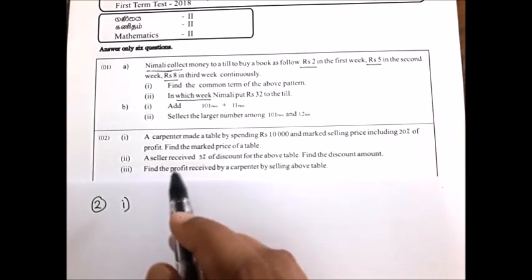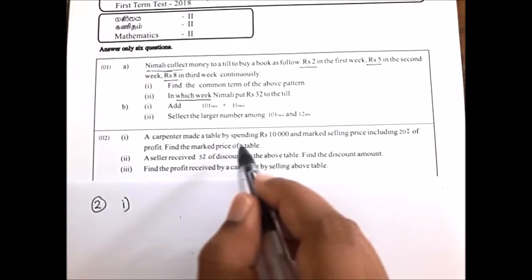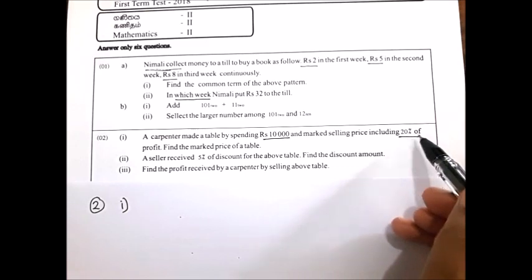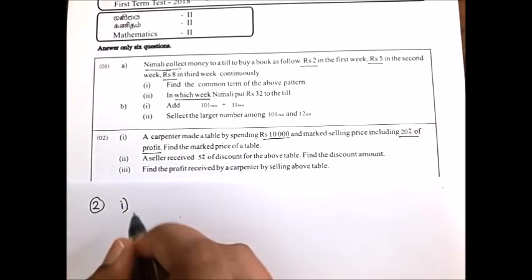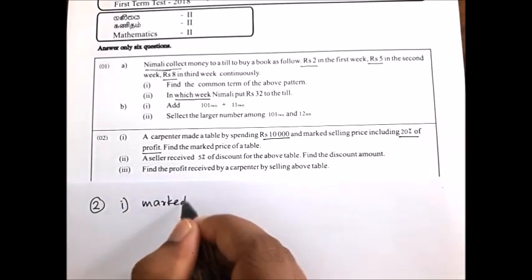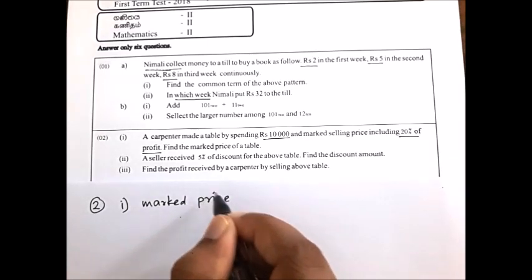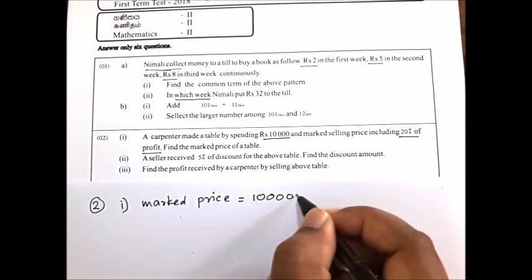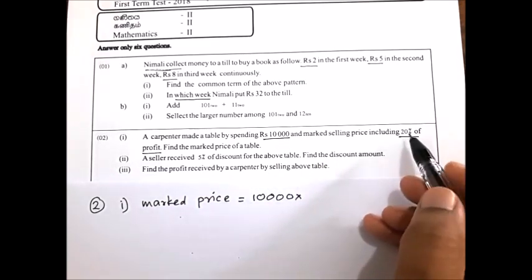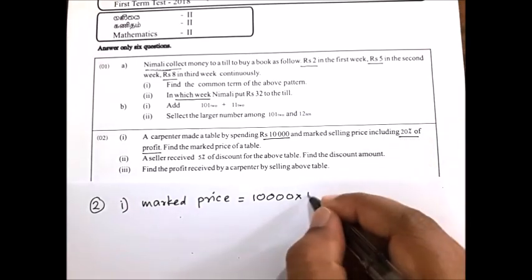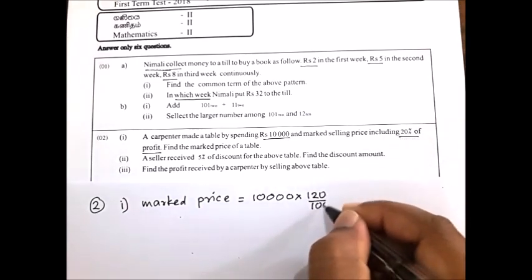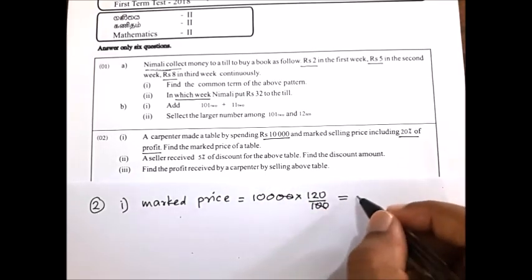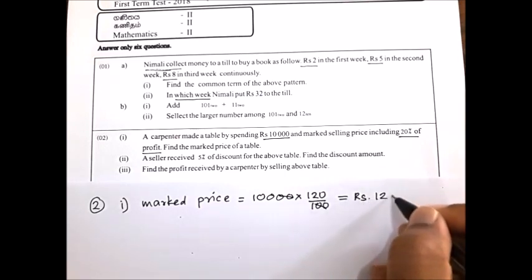Let's start second question. A carpenter made a table by spending 10,000 rupees and marked the selling price including 20% profit. Find the mark price of the table. Mark price equals, this is the cost of production. He keeps 20% profit, so add 20 to 100. It is 120. Divide by 100. Cancel 2 zeros. 120 multiplied by 100. The answer is 12,000 rupees.